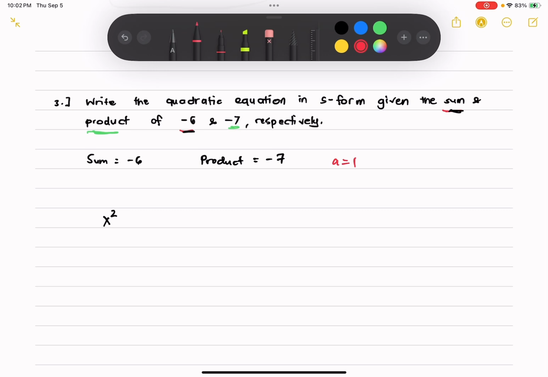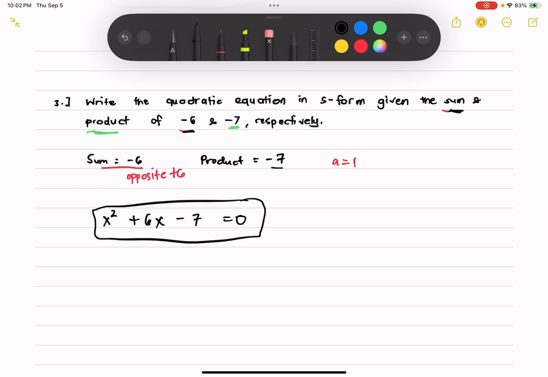So get the opposite of the sum, opposite of negative 6 is positive 6. So positive 6x lang yan. Bigyan mo lang ng x. Then, for the product, we have negative 7, kaya negative 7 lang to, equals 0. So, this is now our answer.